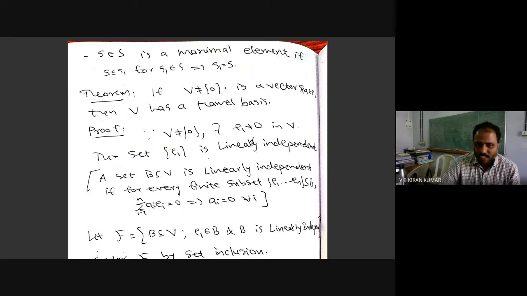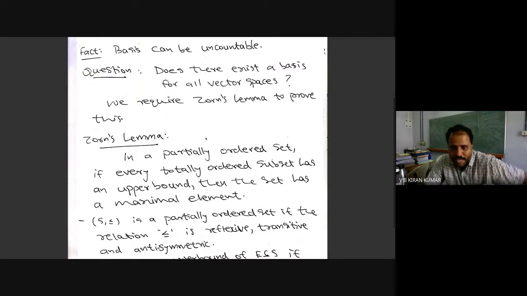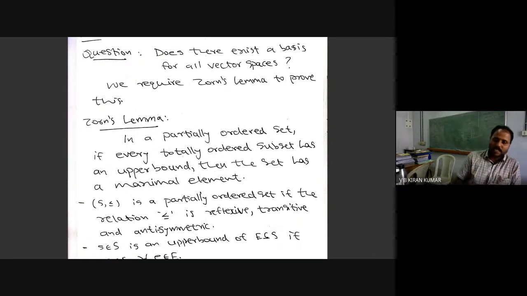So what is Zorn's lemma? Zorn's lemma tells you that in a partially ordered set, if every totally ordered subset has an upper bound, then the set has a maximal element. What do you mean by a totally ordered set? A totally ordered set is a partially ordered set with an additional property: any two elements are comparable. In other words, it can also be called a chain. If A and B are there, you can say either A is related to B or B is related to A. In a partially ordered set, there may be elements which are not related to each other. So if every totally ordered subset has an upper bound, then you have a maximal element. This is Zorn's lemma.